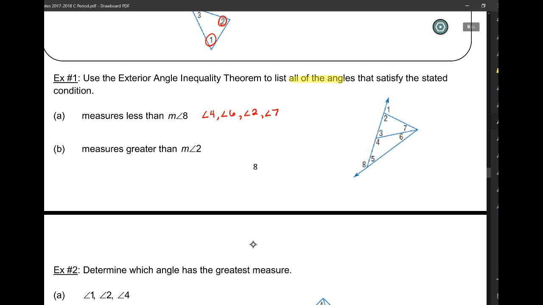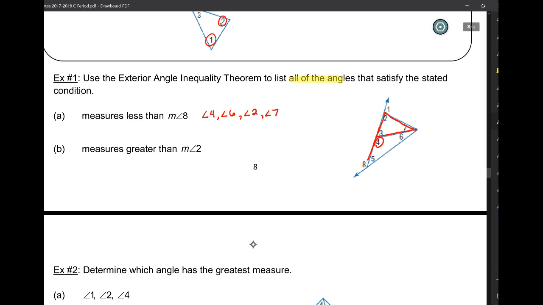Right. So let's say, for example, I said angle 3. I want to look at 6 and 5. If this is the exterior angle, it has to be bigger than angle 5 and angle 6. What if I said angle 4? Then it would be 2 and 7, because that's the exterior angle to these two remote interior angles.